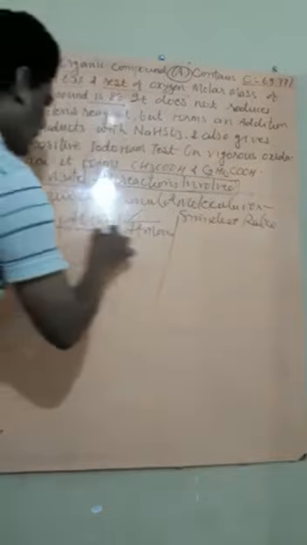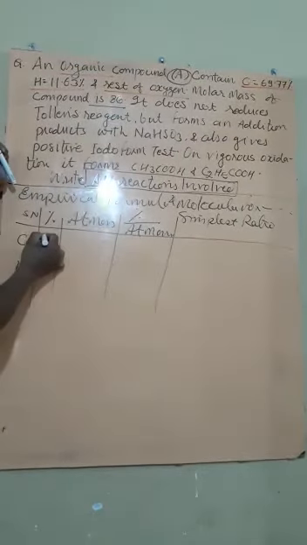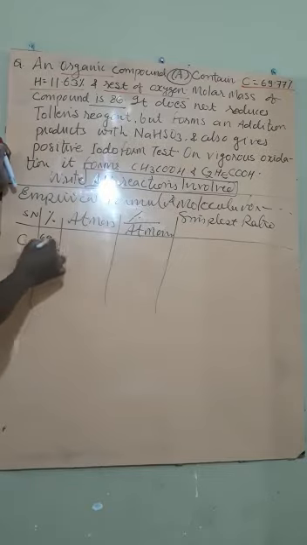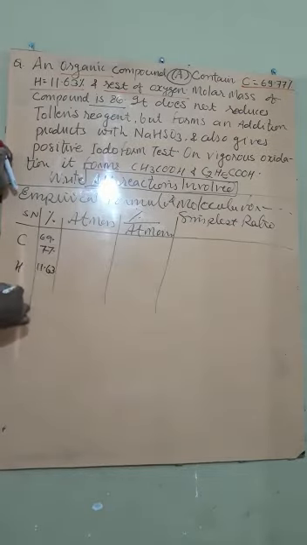Serial number: the first one is carbon, the second one is hydrogen. Carbon's percentage is given as 69.77%, and hydrogen is given as 11.63%. Then the rest is oxygen. Rest of the oxygen means you add carbon plus hydrogen and then subtract from 100.